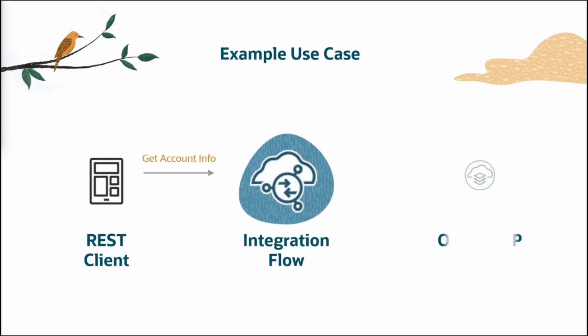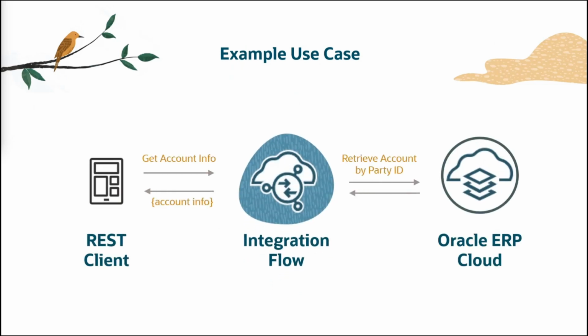For this example, my use case is to allow REST API clients to retrieve specific information about accounts into Oracle ERP Cloud based on a provided party ID. I'll need an Invoke connection to Oracle ERP and a REST trigger connection to be used as the interface for clients. I'll now demonstrate creating the project and creating those 2 connections.